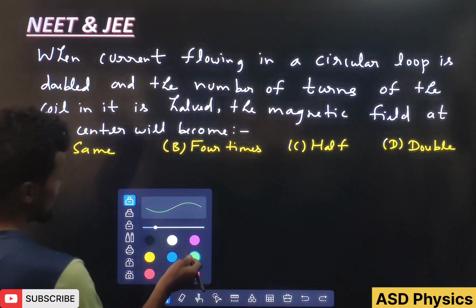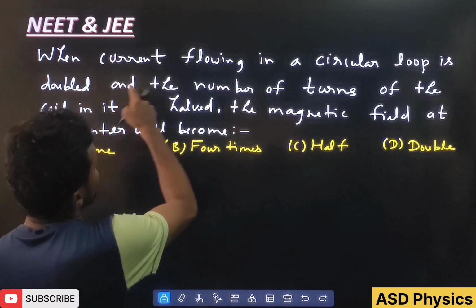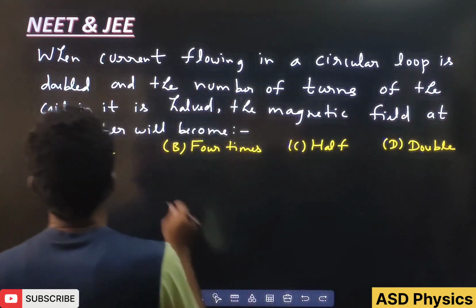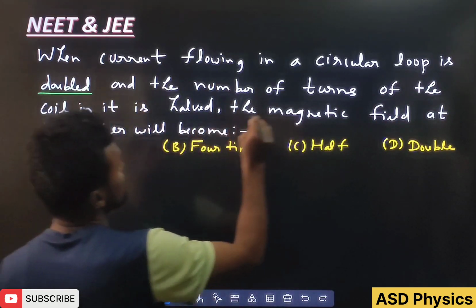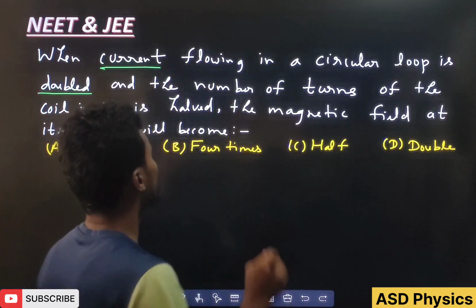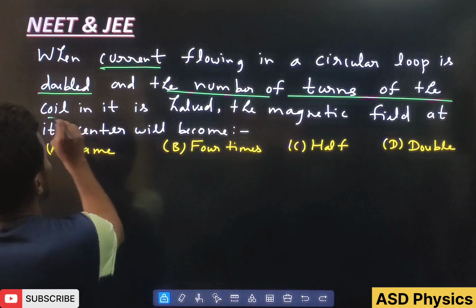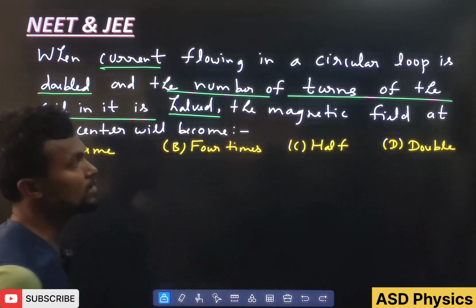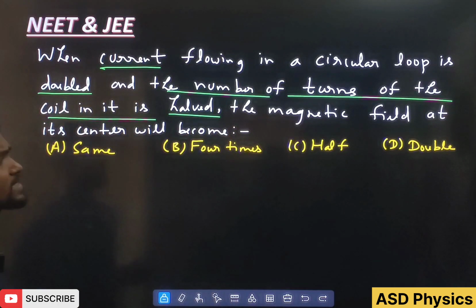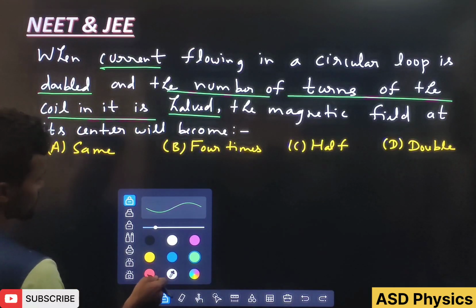One more question is there. This question is also important. See here. When current flowing in a circular loop is doubled, and the number of turns of the coil in it is halved, then magnetic field at its center will become how much here? So let's see here one by one.